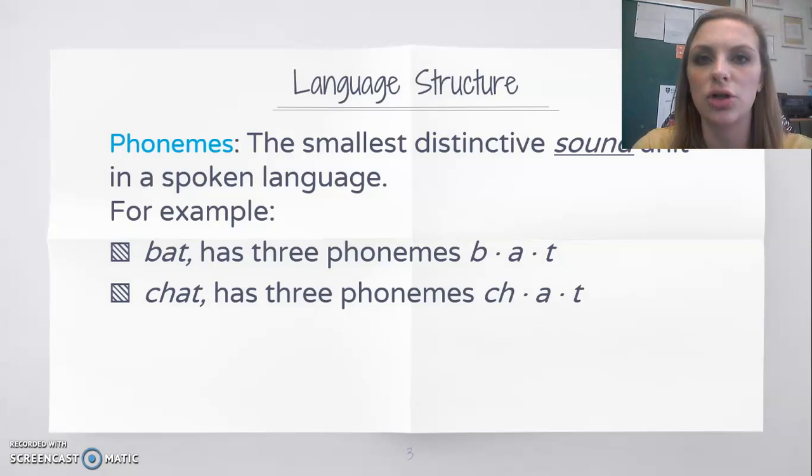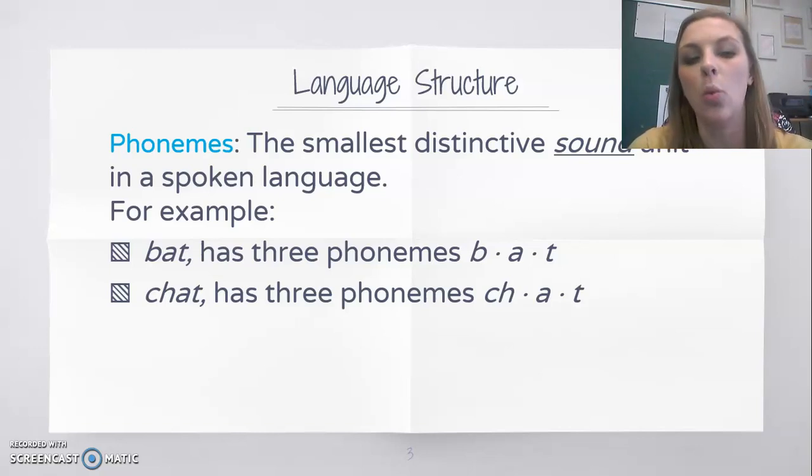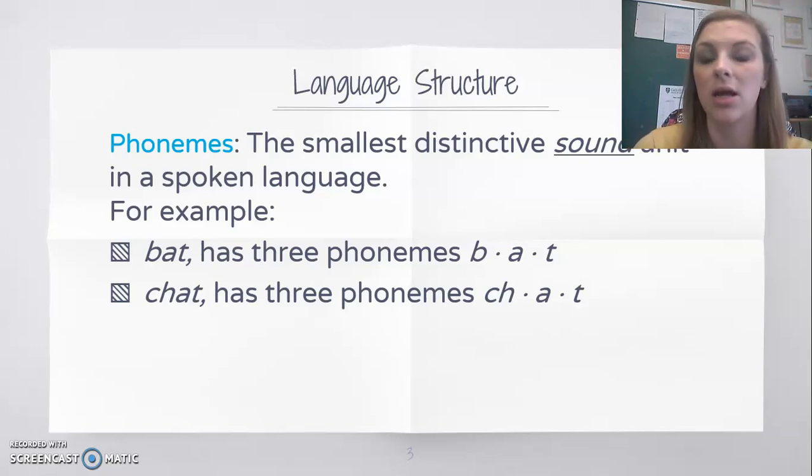There is a certain structure that all languages, no matter what language you're doing, have. And we're going to break it down. The first is a phoneme. A phoneme is the smallest sound unit in a spoken language. For example, bat has 3 phonemes. B, at. Okay, this is like those sounds that you are hearing when you are creating a word. Chat also has 3 phonemes. Ch, at, 3 sounds, right?